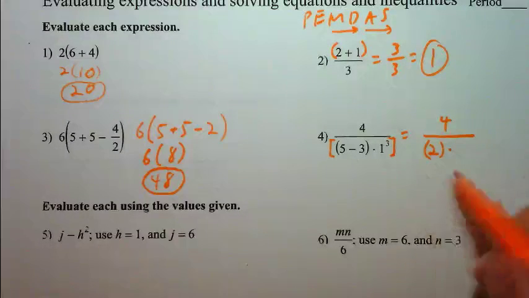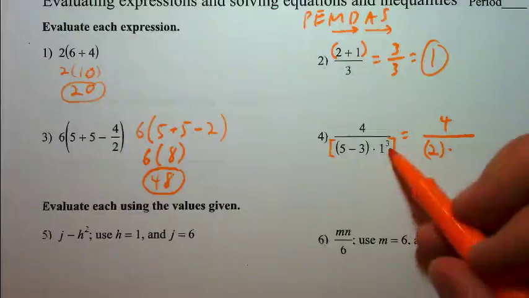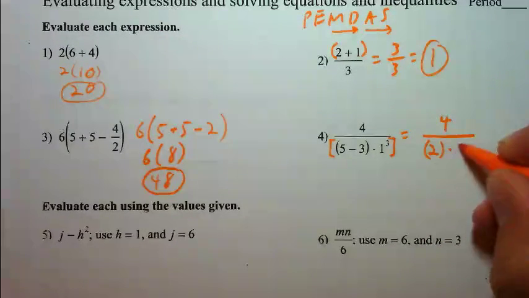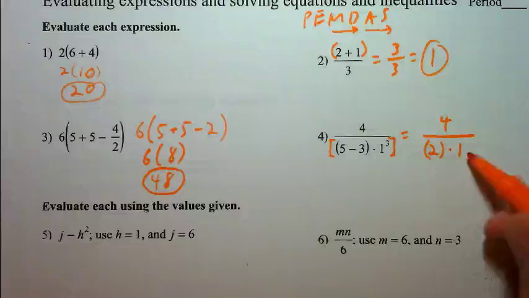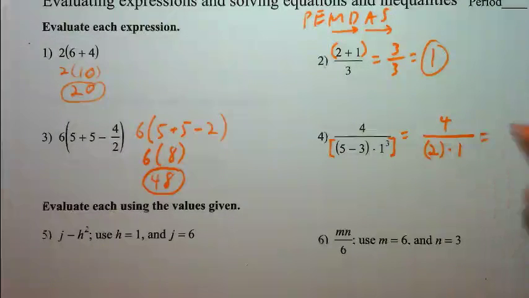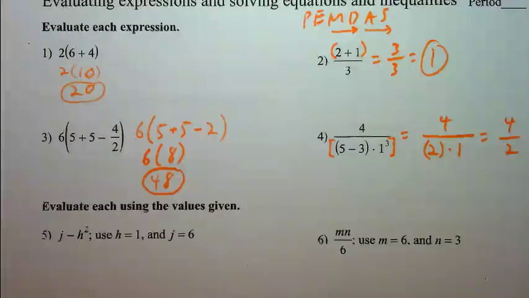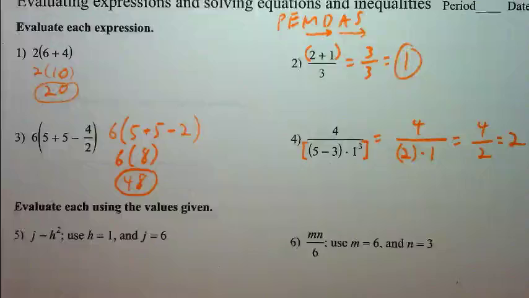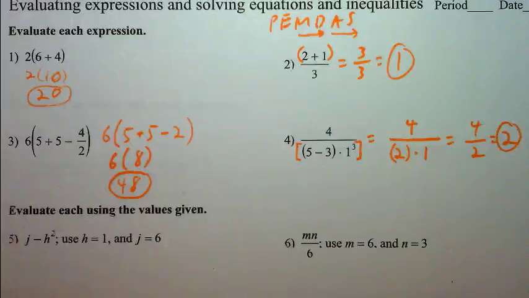So after parentheses, you do exponents. So we can go ahead and do this. 1 to the 3rd power. Well, 1 times 1 times 1 is still just 1. Then we have multiplication happening on the bottom. 2 times 1 is still just 2. And 4 divided by 2 is 2. And that's our final answer.